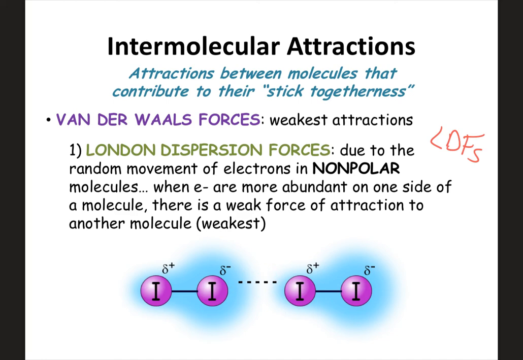Okay, but the problem is this is happening kind of all over the place. These random movements of electrons randomly shifting to one side here cause these weak London dispersion forces to form and then disappear. But then they form and they disappear. So these are the weakest because they're not always going to be present.